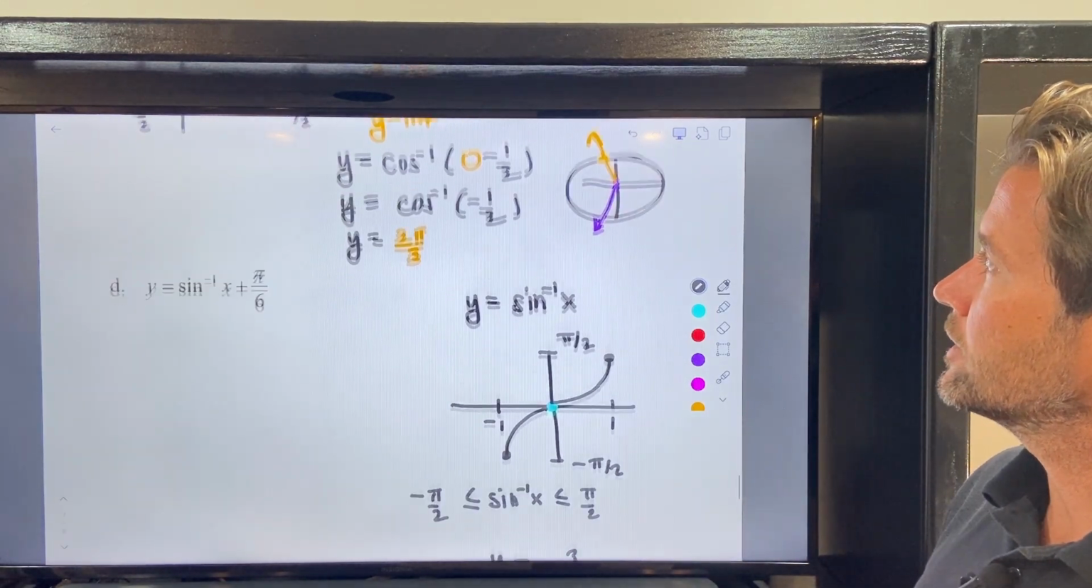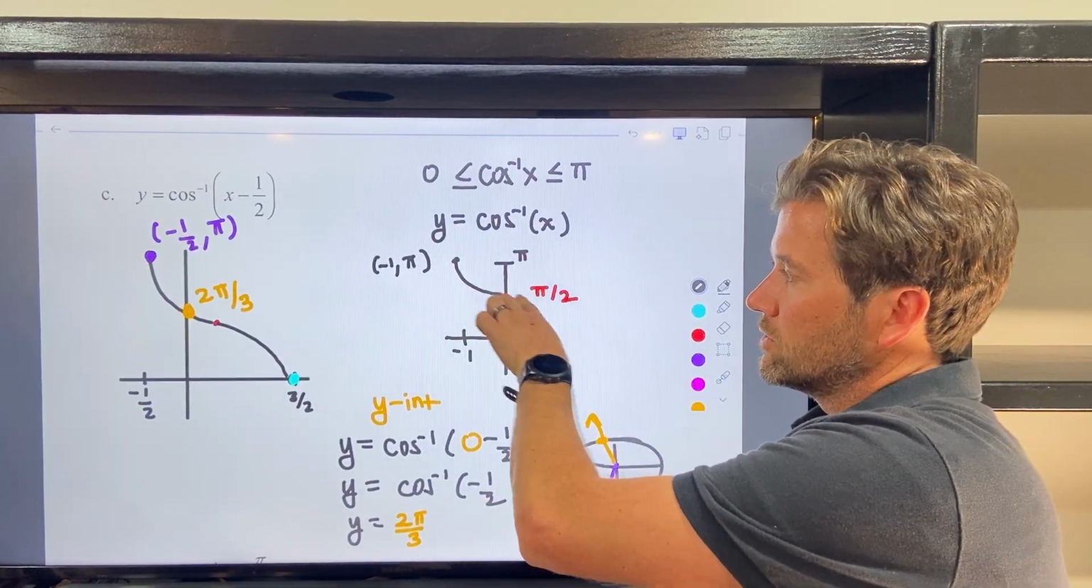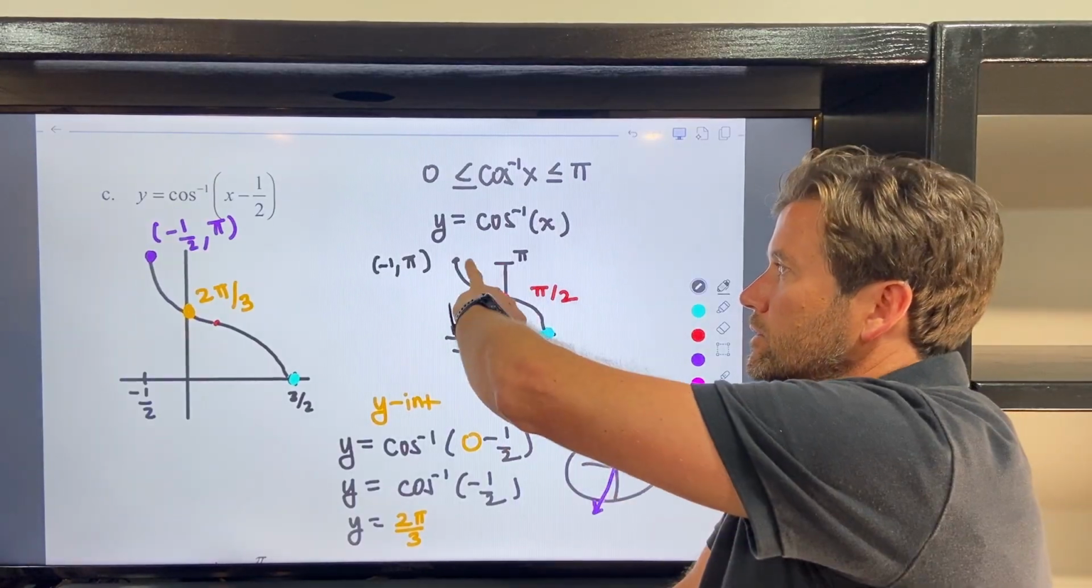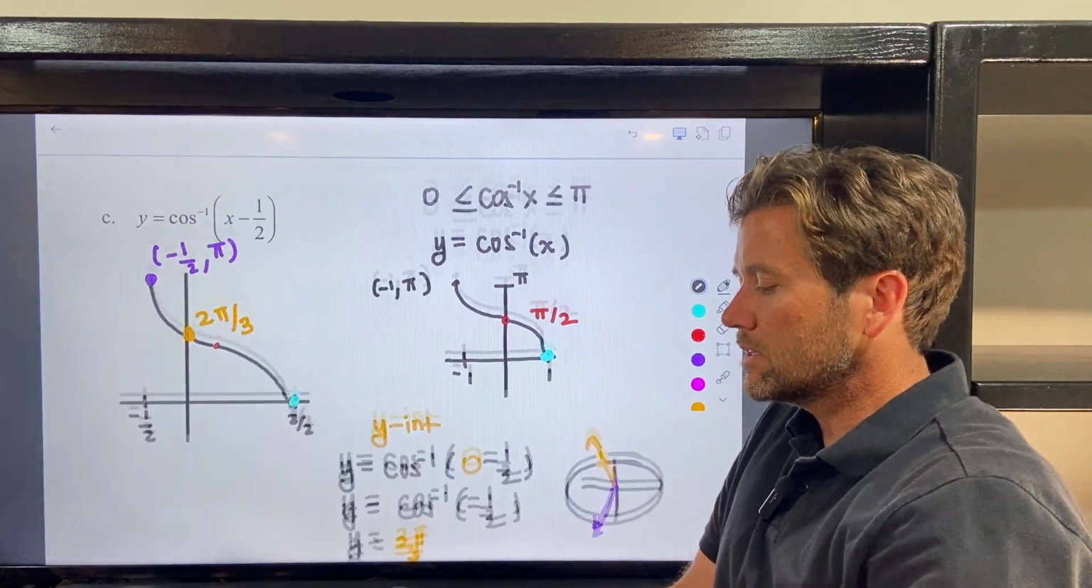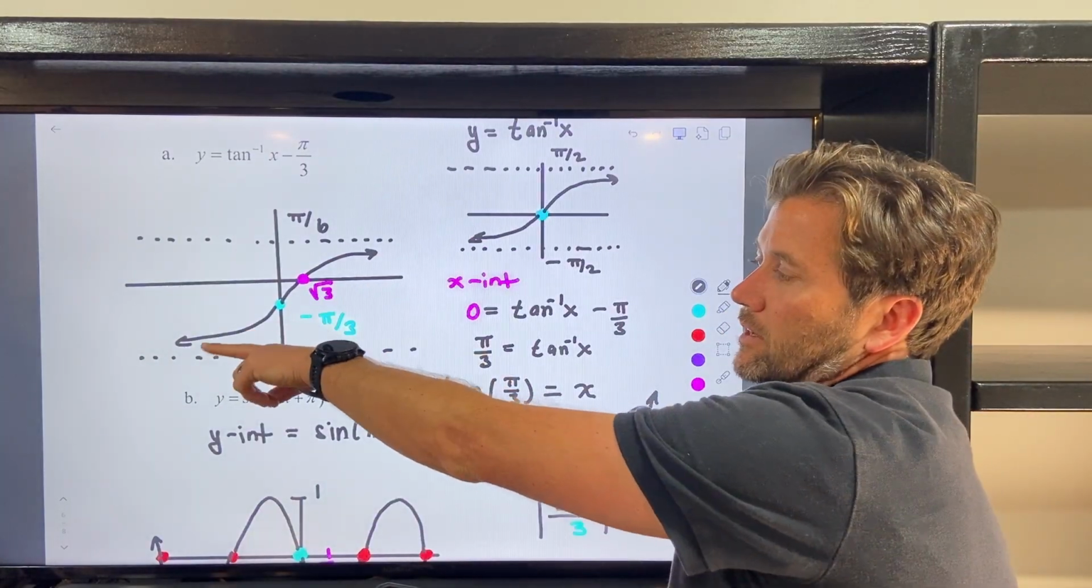And I didn't mention it here, but the concavity of arc cosine of x looks like the negative x cubed function. Again, there's no arrows, those are endpoints, okay? It's only the arc tangent function that has arrows at the end.